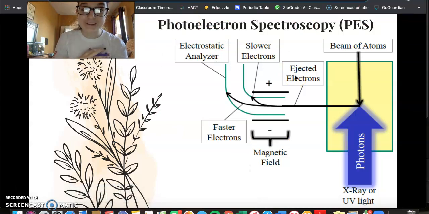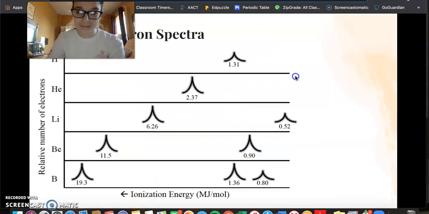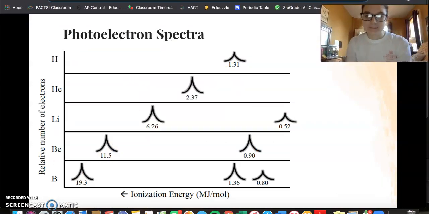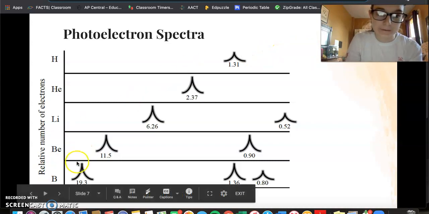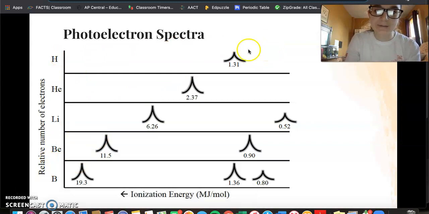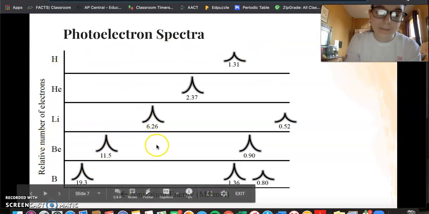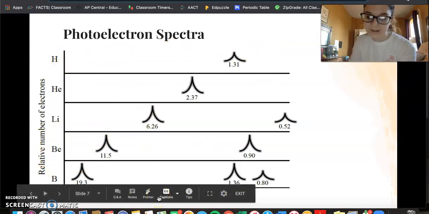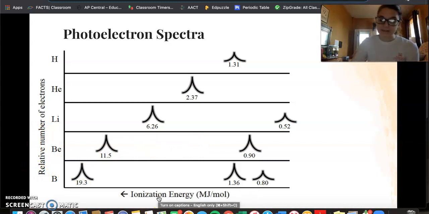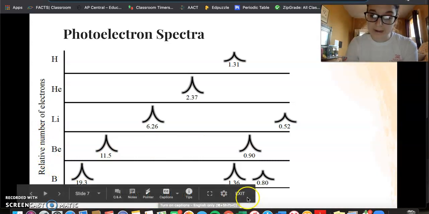Next we're going to focus on talking about the output, which is really what the AP test focuses on anyway. When we get a spectrum out of this PES, we have the elements hydrogen, helium, lithium, beryllium, and boron. This is the PES data for those five elements. The ionization energy on these graphs increases from right to left, so the x-axis is actually flipped.